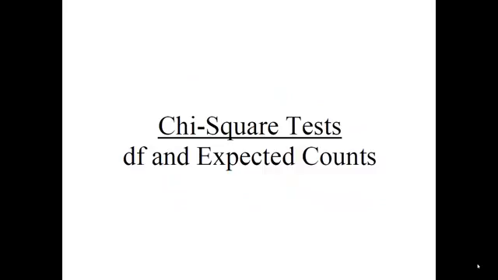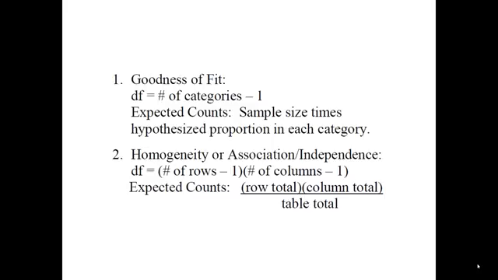Chi-square tests, degrees of freedom and expected counts. Goodness of fit: degrees of freedom is number of categories minus 1. Expected counts is sample size times hypothesized proportion in each category. Homogeneity or association independence: degrees of freedom is number of rows minus 1 times number of columns minus 1. Expected counts is row total times column total divided by table total.